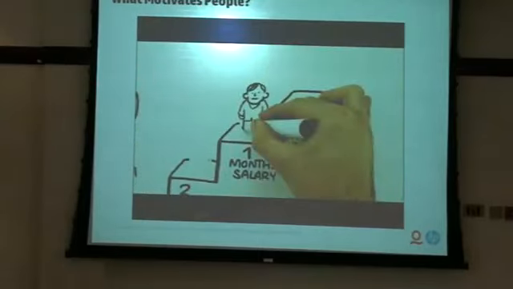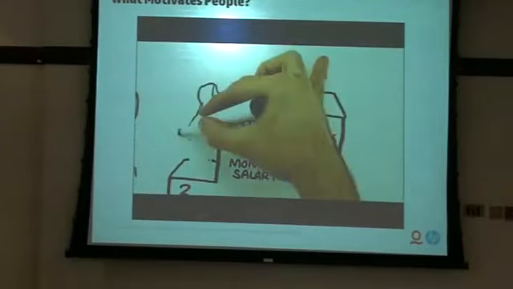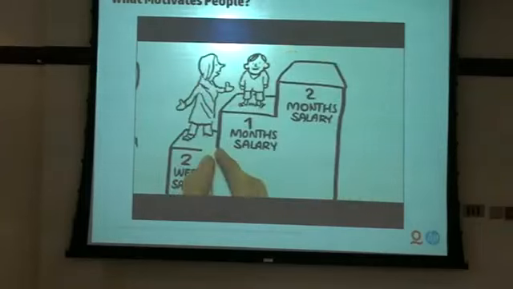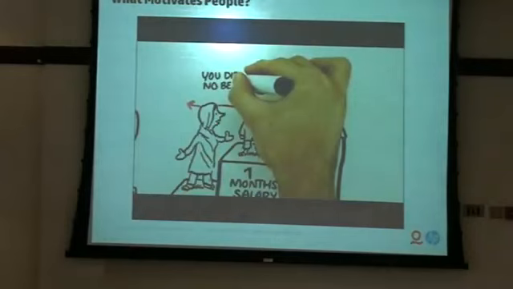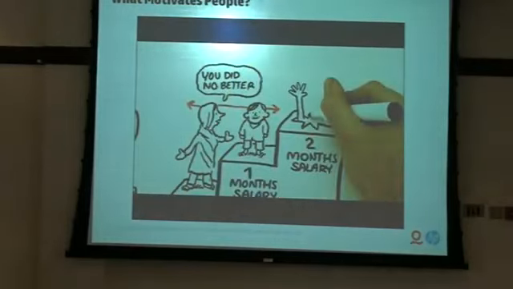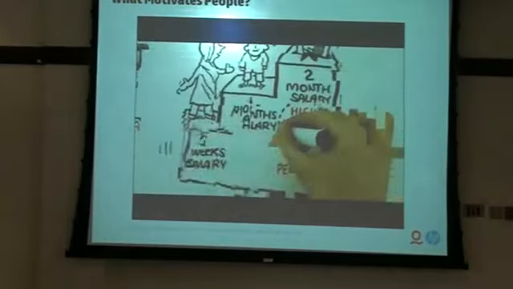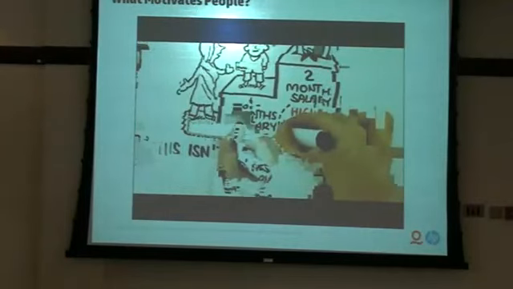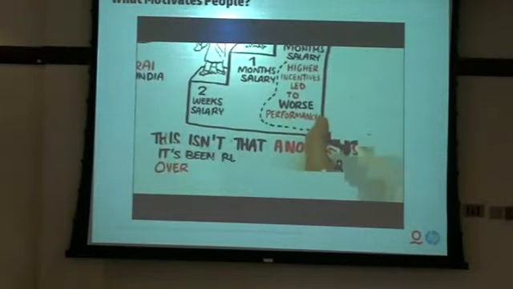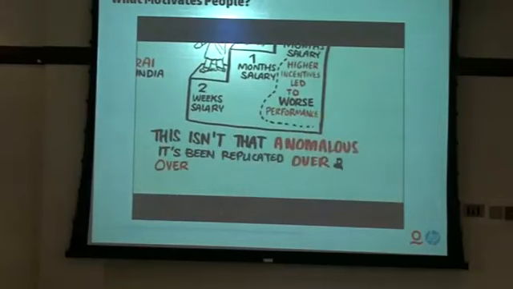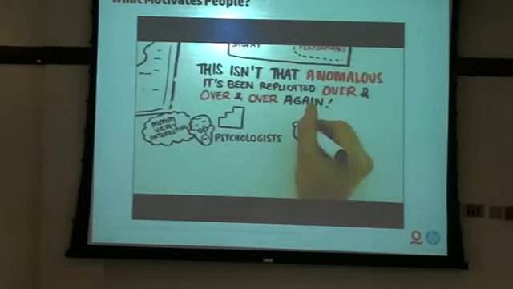Well, what happened though was that the people offered the medium reward did no better than the people offered the small reward. But this time around, the people offered the top reward did worst of all. Higher incentives led to worse performance. What's interesting about this is that it actually isn't all that anomalous. This has been replicated over and over and over again by psychologists, to some extent by sociologists, and by economists.